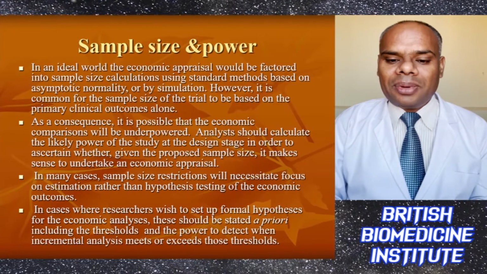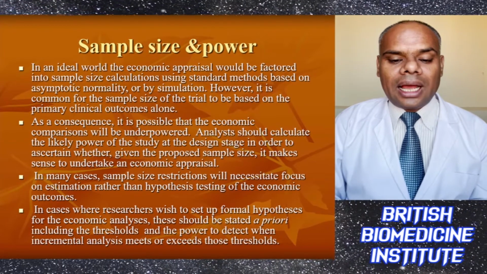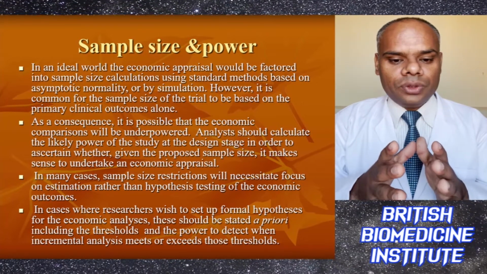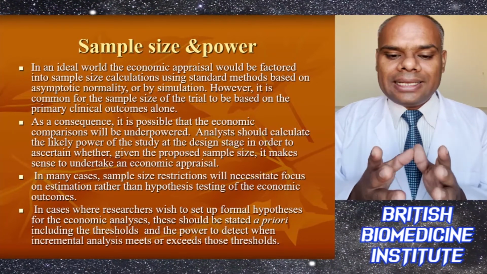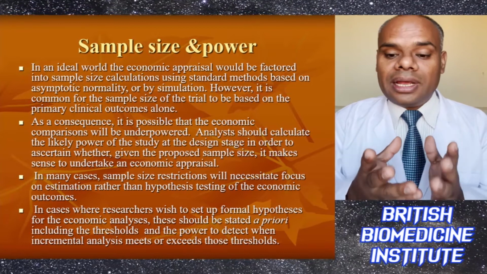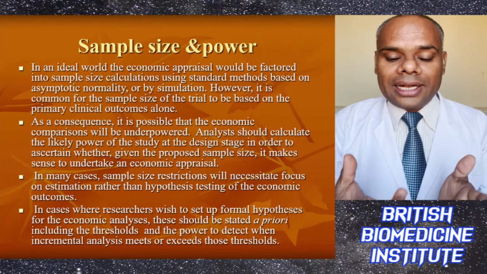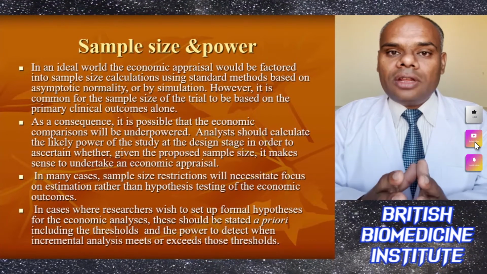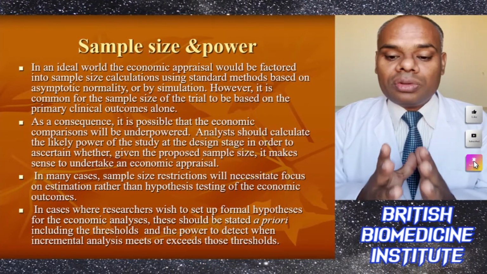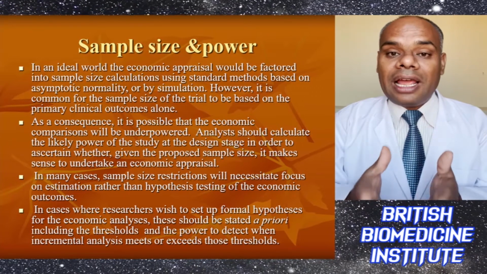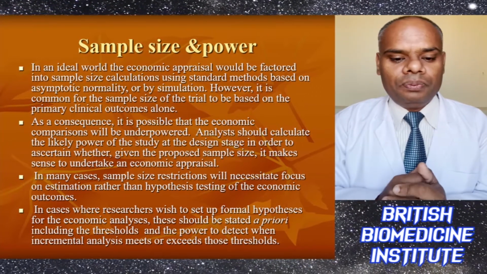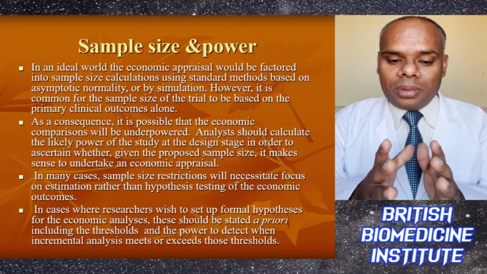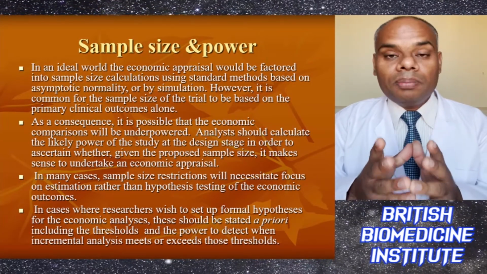Under sample size and power, in an ideal world, the economic appraisal would be factored into a sample size calculation using standard methods based on asymptotic normality or by simulation. However, it is common for the sample size of the trial to be based on the primary clinical outcome alone. As a consequence, it is possible that the economic comparison will be underpowered.